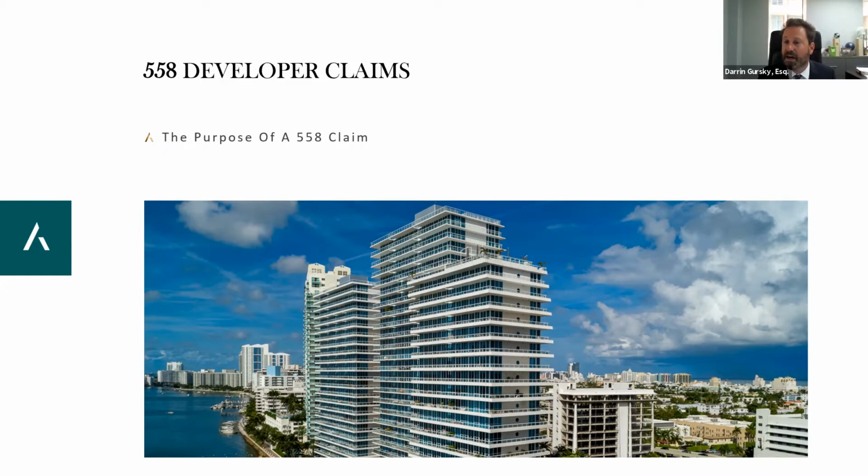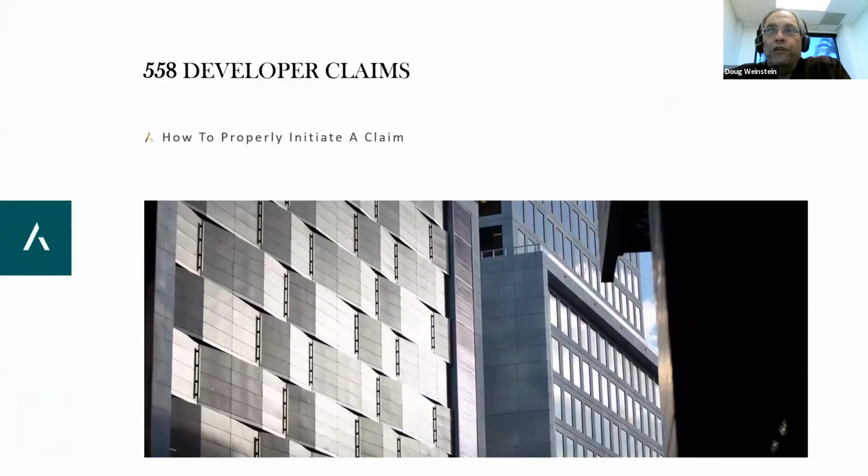So it is incumbent, and I recommend this to all my turnover boards, that they explore a 558 claim, because for better or worse, there is no new construction property here down in South Florida that has not experienced some level of a construction defect impacting their property and creating some level of consequential damages associated with that construction defect. Yeah, exactly. And as property managers, we see it from an operations standpoint and from our management view of the building.